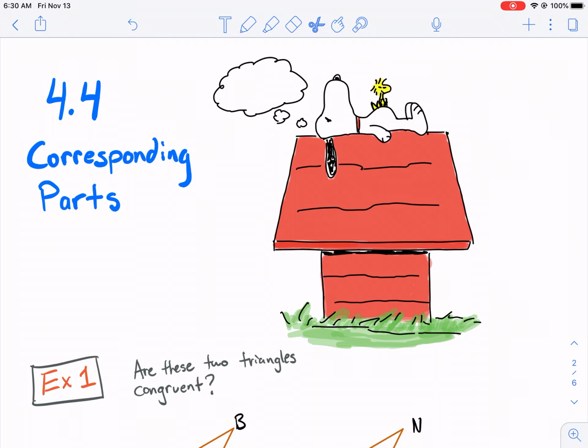Today we're doing a geometry topic called corresponding parts. This is in chapter 4, we're talking about triangle congruence. So let's go ahead and get started.